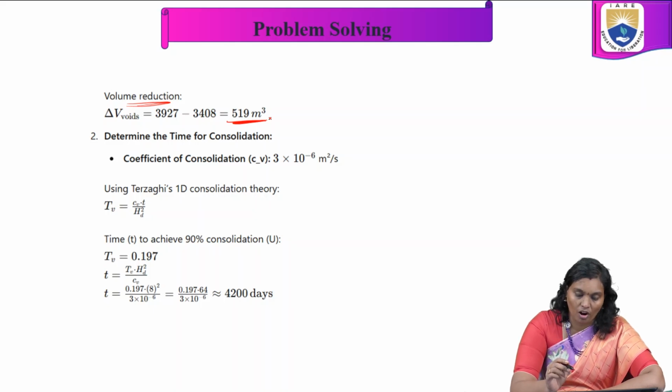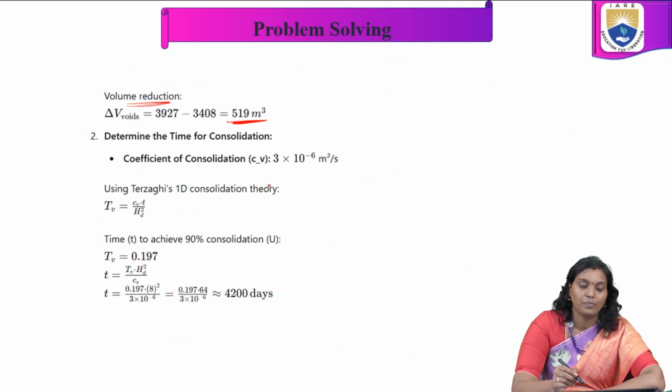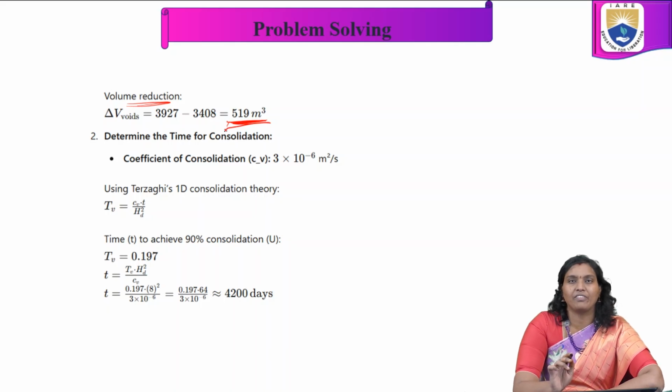So it is already in the state of 1.2 volume of void, and now we are reducing it to 0.9. Finally, the volume of reduction is equal to the difference between the initial and the final volume of void.